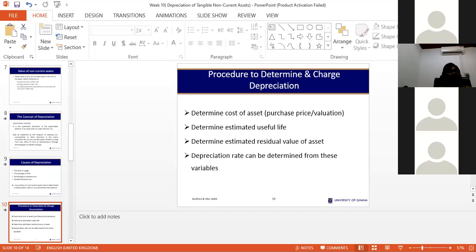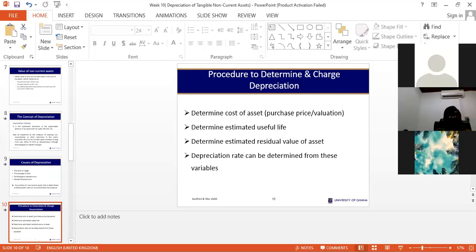Okay, it means for the next 5 years, every year, the amount of the motor vehicle consumed will be 18,000. Yes, Paul.